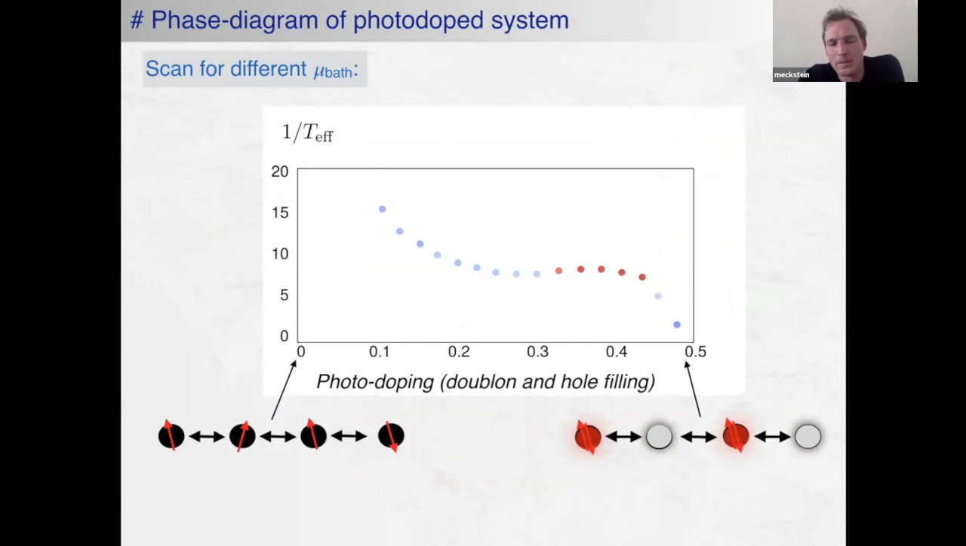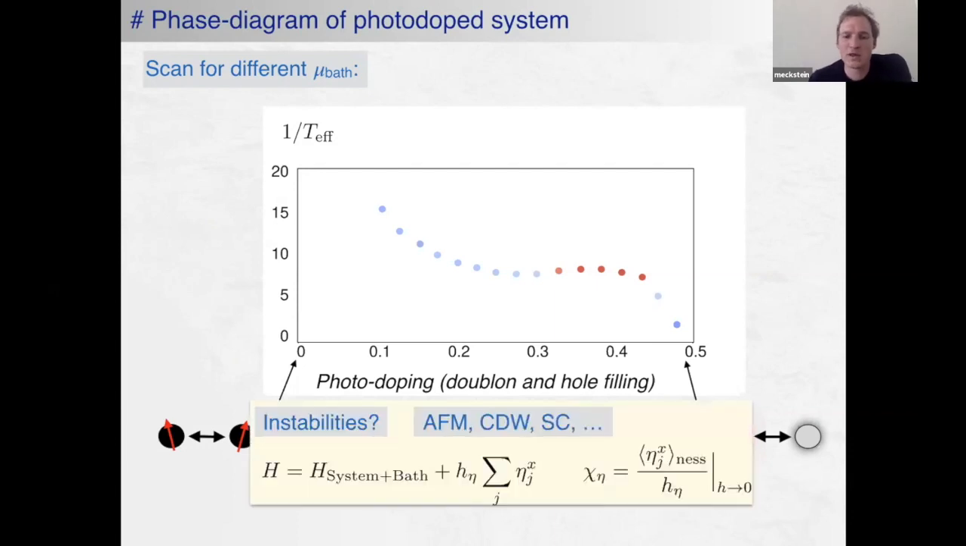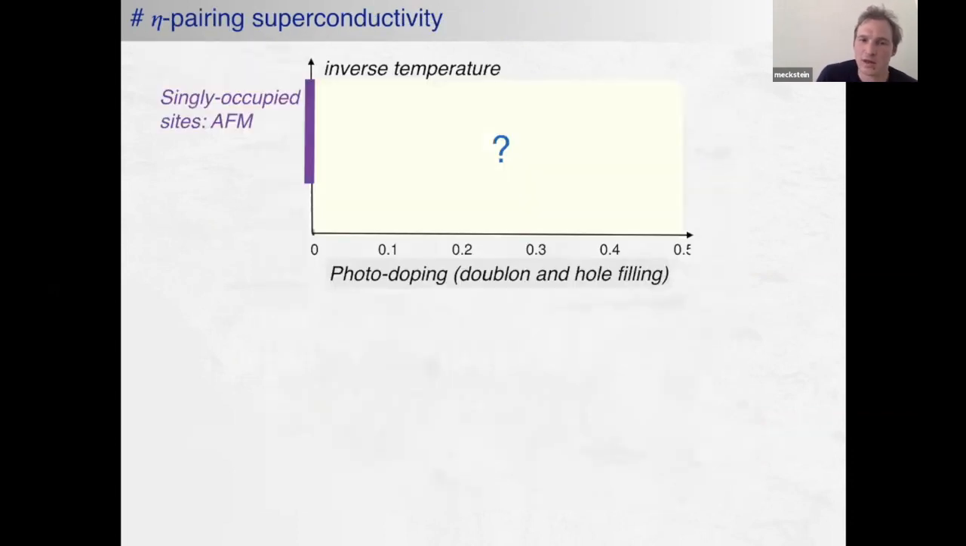We have on the lower axis the photodoping density. The left one would be a completely empty state. The right one would be the limit in which we really have basically only doubly occupied sites and holes, so it's the complete population inversion, if you like. The vertical axis is the inverse temperature, and the dots show the states which we realize. Now the obvious question is, in these states, we can measure the susceptibility towards certain instabilities, such as antiferromagnetism, charge density wave, superconductivity, and so on. In this way, we explore the phase diagram of the photodoped system.